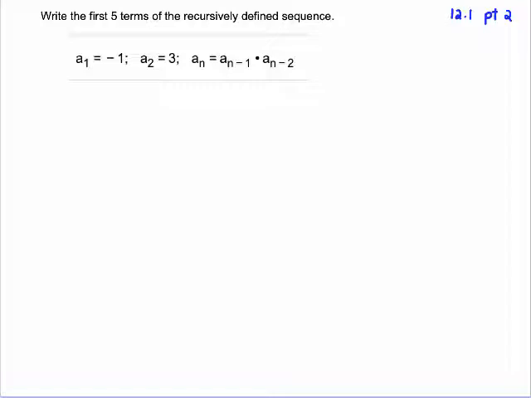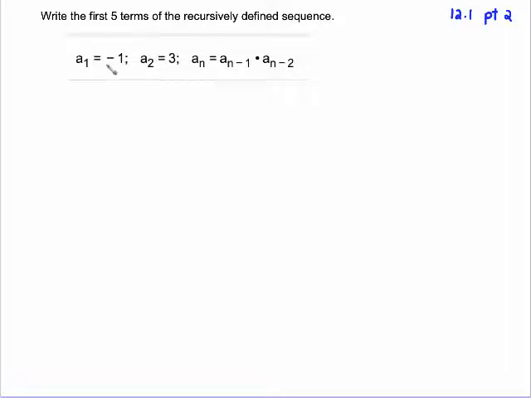This is Pre-Calc section 12.1 part 2. We are continuing our work on sequences. We are going to get to sums in a minute, but we need to look at one more recursively defined sequence where we're asked to find the first 5 terms.